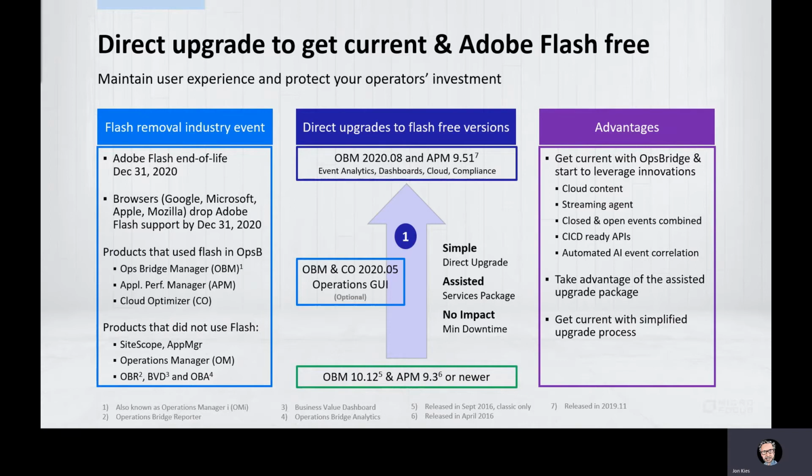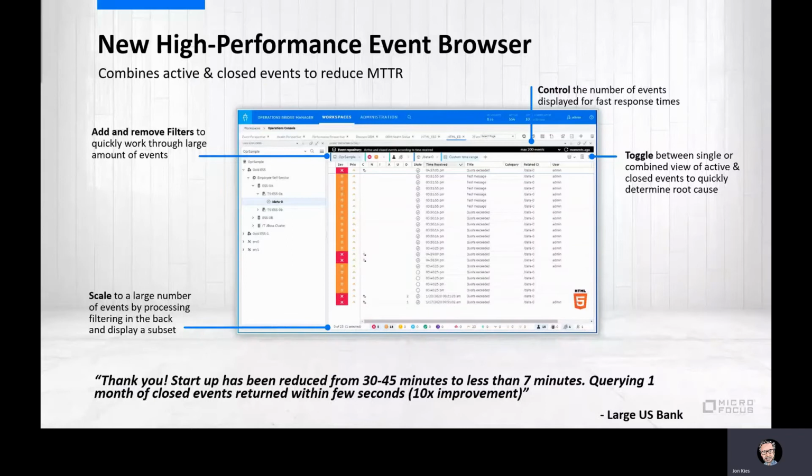Let's go into what's new with Operations Bridge. And the first piece is something that we're all very excited about, our high performance event browser. And this event browser allows us to look at both closed and open events so that we can go through and filter down what we want to see. And really, when you think about the number of events that hit any IT enterprise, it's a huge number of events. So we've worked very hard to really make this high performance. And the quote there on the bottom, startup is reduced from 30 to 45 minutes to less than 7 minutes.